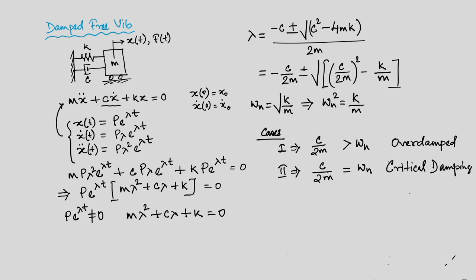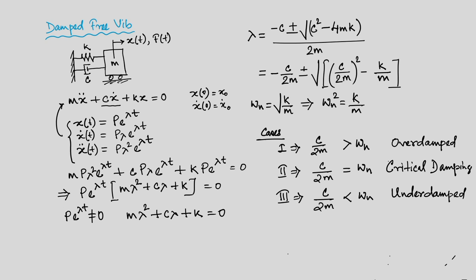Or critically damped. And the third situation where c by twice m is less than omega n. This situation is called underdamped. So, we have three possibilities depending upon the nature of roots.